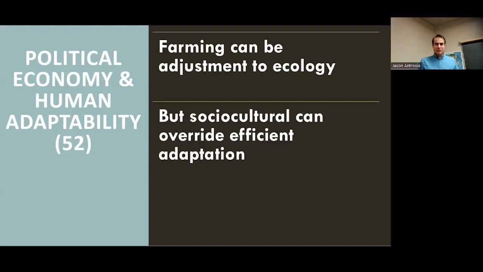Now, we talked about this a little bit, I think, in the last class. On the one hand, you're going to have an adjustment to the ecological surroundings based on farming and culture. But on the other hand, you can have ideas about your society and culture that prevent you from coming up with a more efficient adaptation. There's something else when we usually talk about political economy, which I think was pretty important here. What do the political economy people want us to think about?